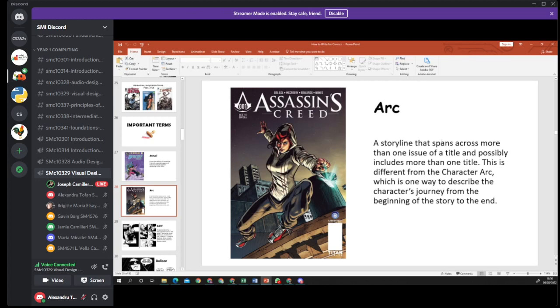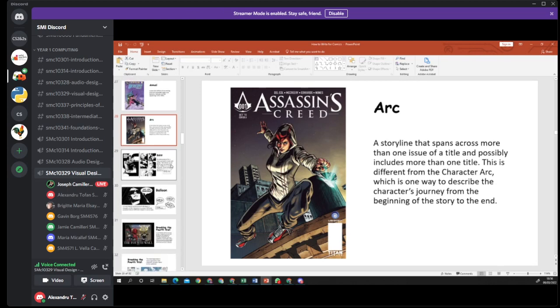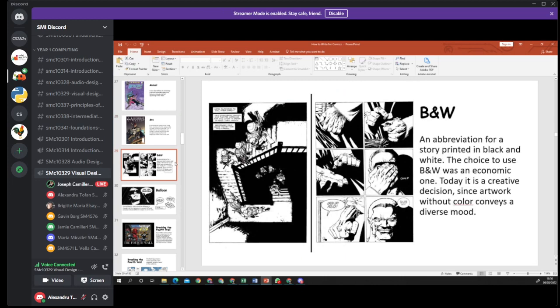And then there would be the character arc, which literally is describing the journey of the character from point A to point Z. So the start of the journey of the character to the end of the journey of the character, and what happens in between. B&W, Black and White. Black and White are comics which are actually drawn in black and white with some very, very, very mild presence of color.